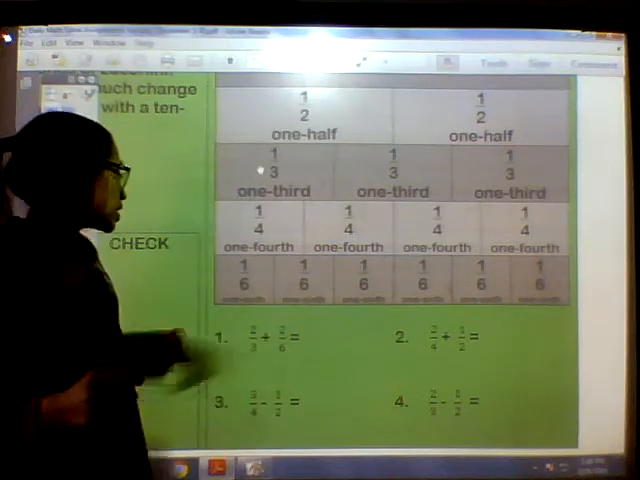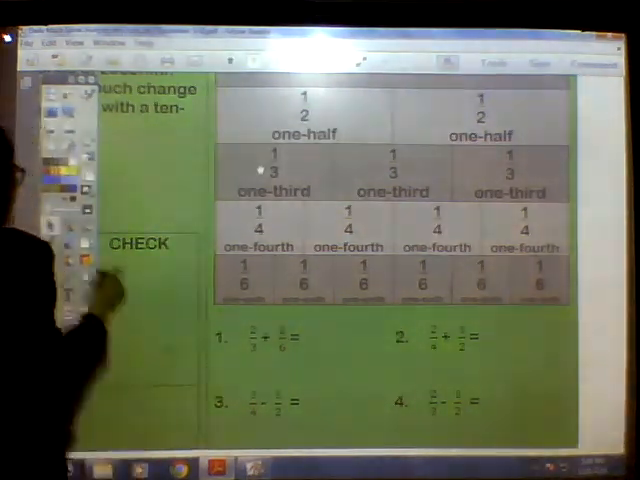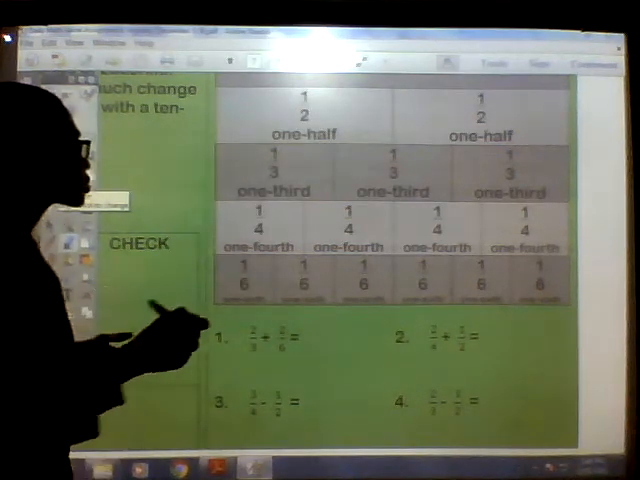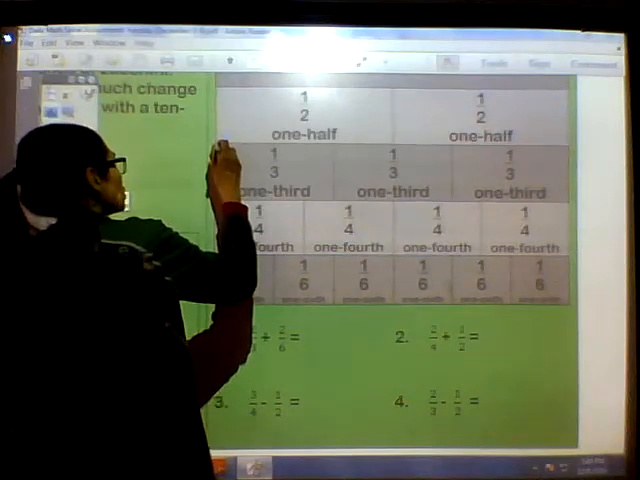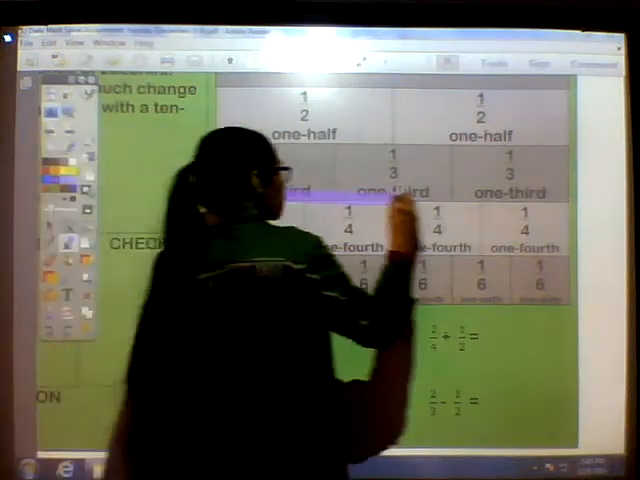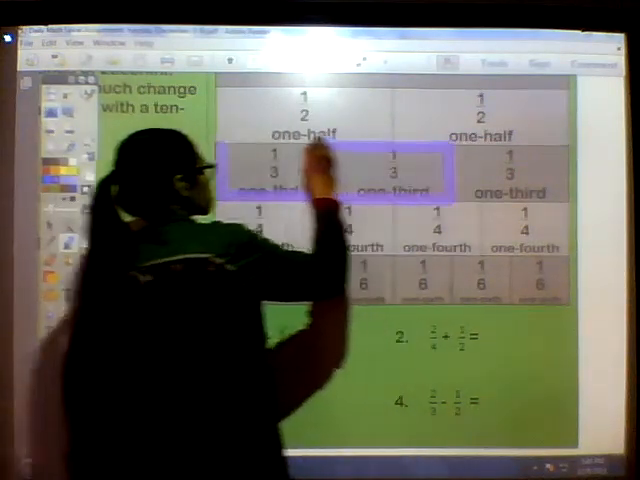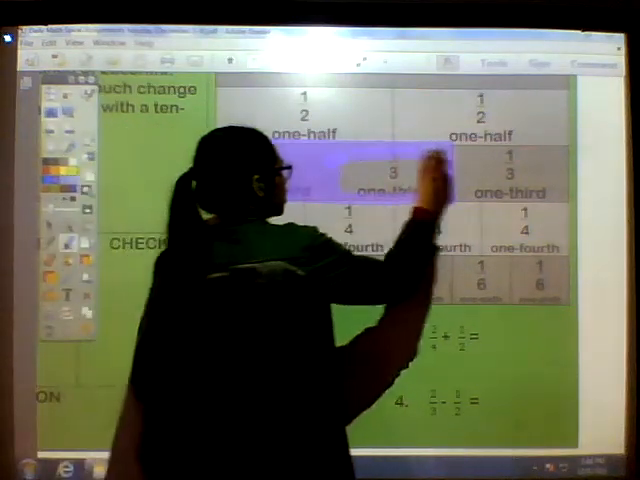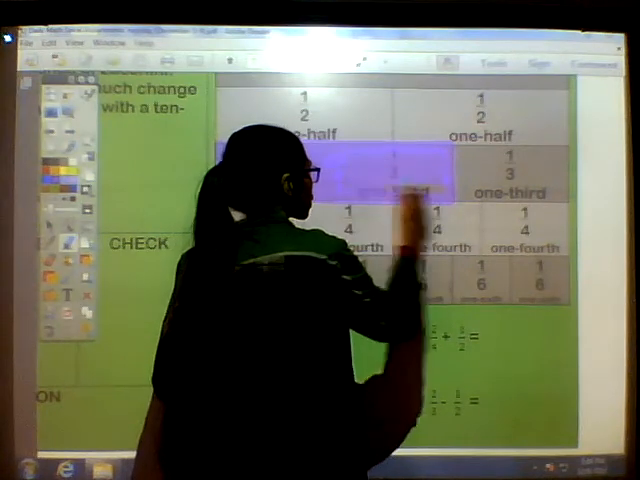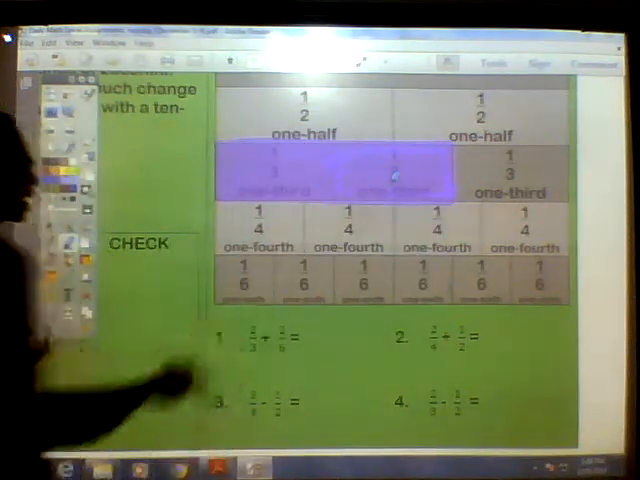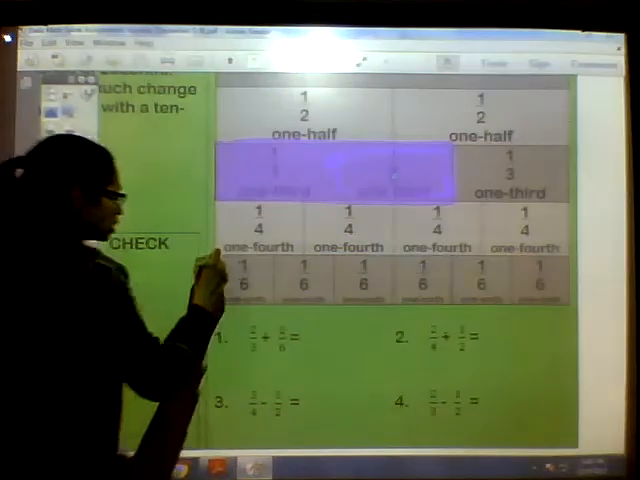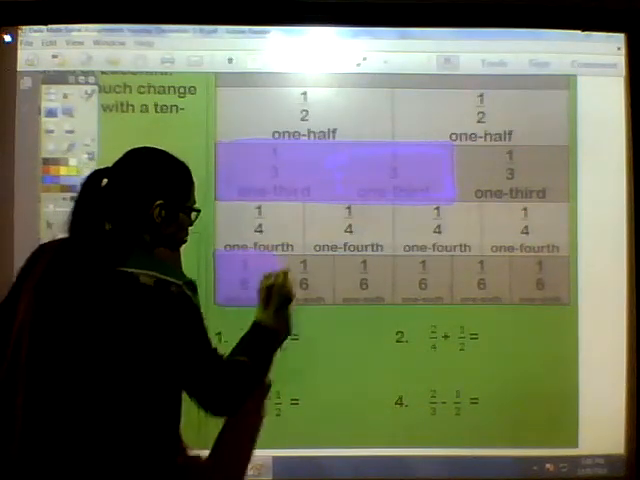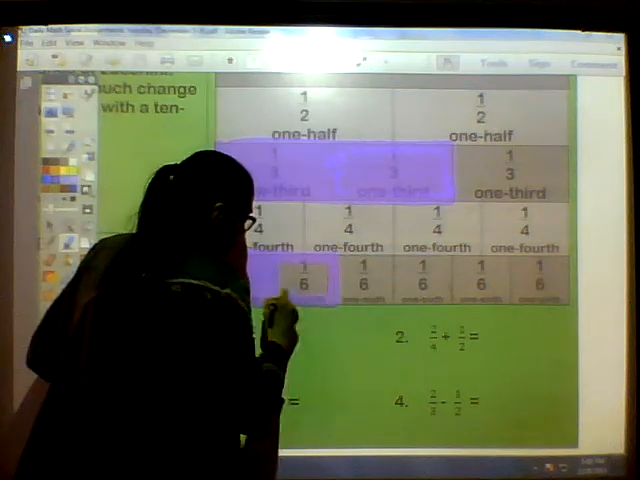Of course, it says 2/3 plus 2/6. Let's go ahead and shade that in our fraction bar. 2/3, where's 2/3? Right here. That's 1/3. And then another third makes 2/3. And 2/6. 1/6 plus 1/6 makes what? 2/6.